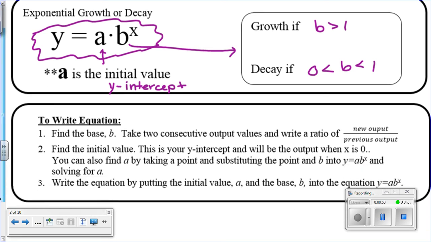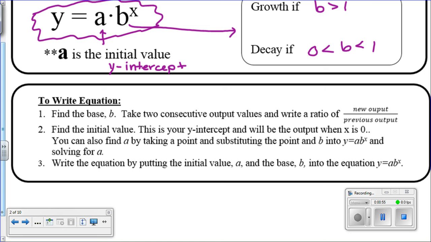Okay, the main part of what we're going to do today is going to be to write the actual equation. So the first thing we're going to find is the B value. So first we're going to find B, and all you need to do is take any two consecutive output values, and I want you to do a ratio. You're going to put the new output over the previous output. That ratio will give you the base.